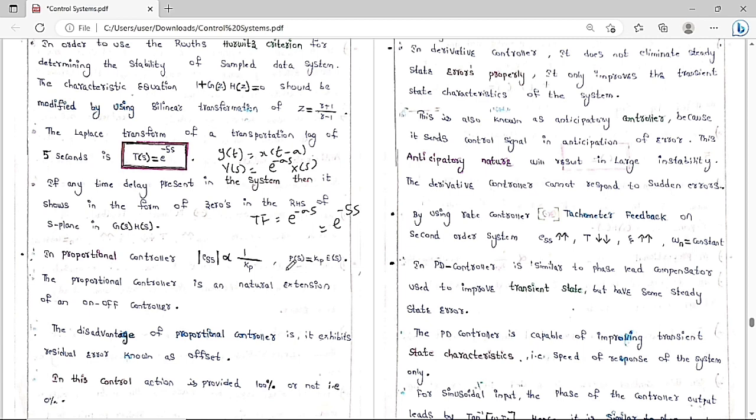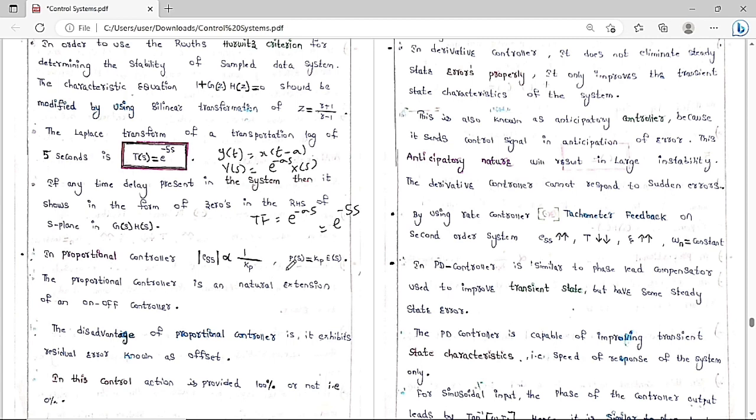The next point is, the disadvantage of the proportional controller is it exhibits a residual error known as the offset. Means there is still some non-zero steady state error present all the time. So this is one of the main disadvantages. The disadvantage of the proportional controller is that it is going to exhibit some residual error known as the offset, which means some non-zero steady state error is still present in this proportional controller.